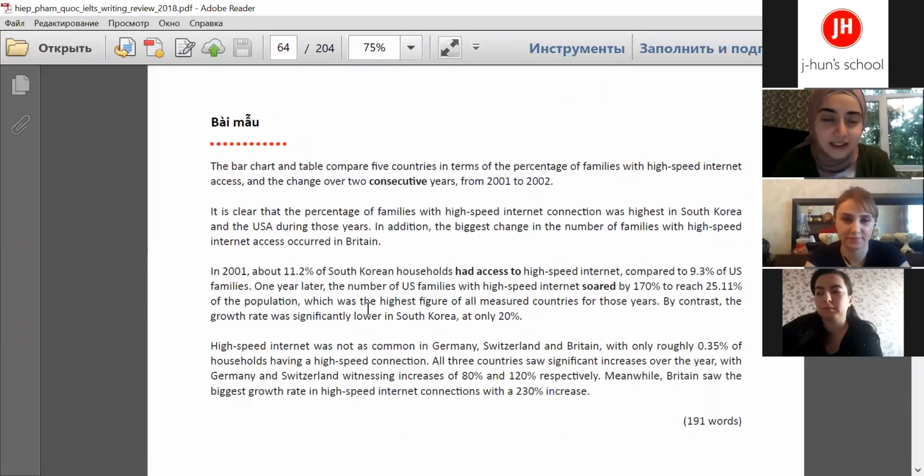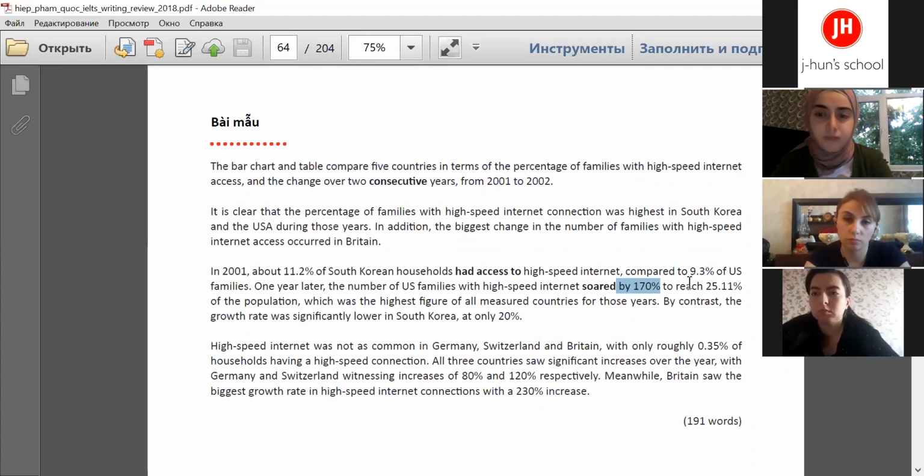One year later, the number of US families with high-speed internet soared by 170% to reach 25.11% of the population, which was the highest figure of all measured countries for those years. Again, guys, this candidate says the number soared by 170%, so it is wrong. Is it clear? You shouldn't say number increased by this. You should say the proportion of something increased by this percentage, because a number cannot be a percentage.